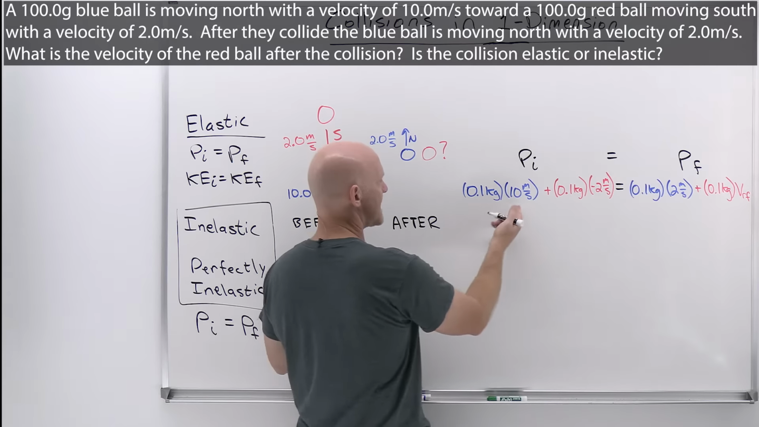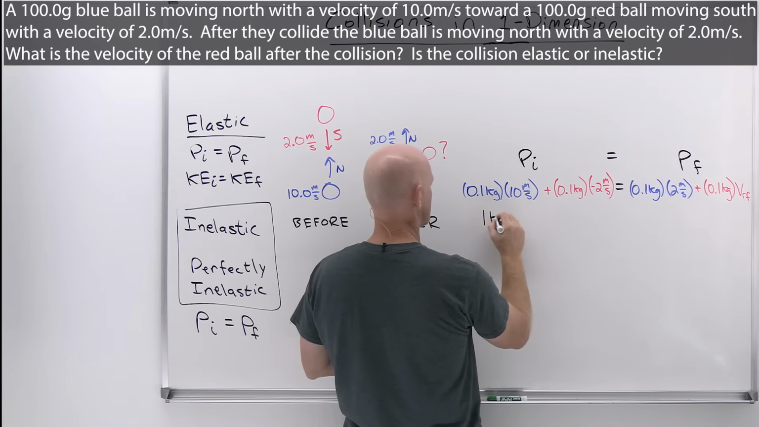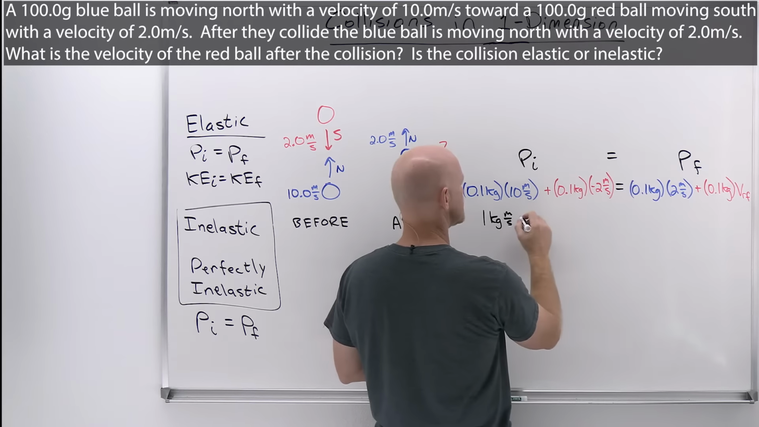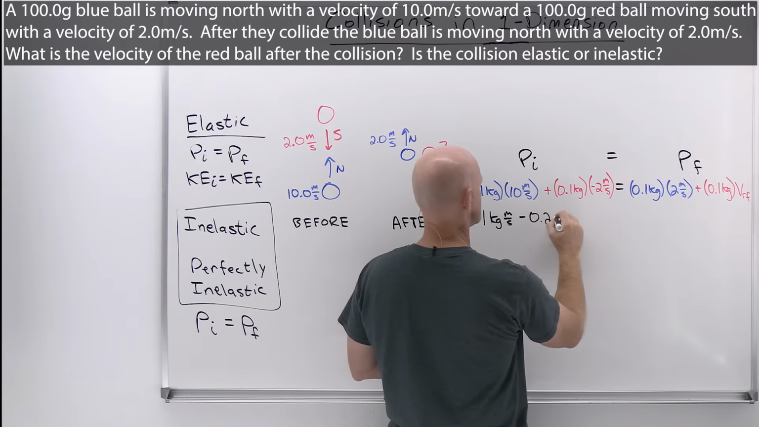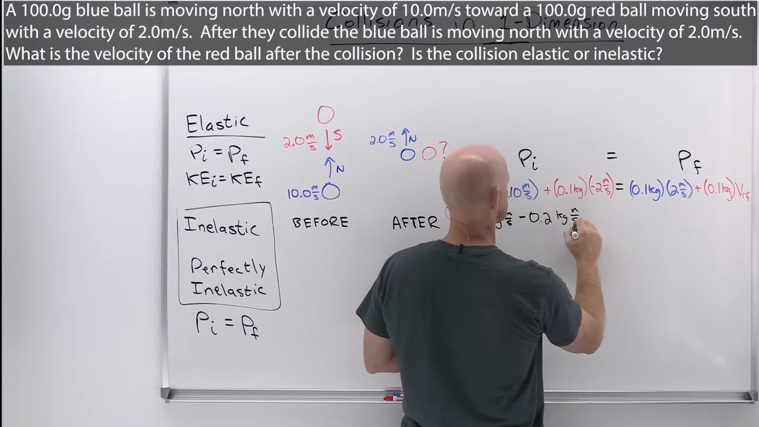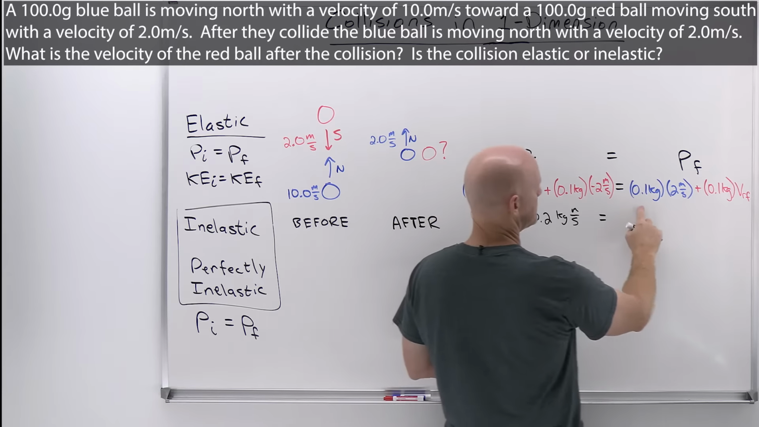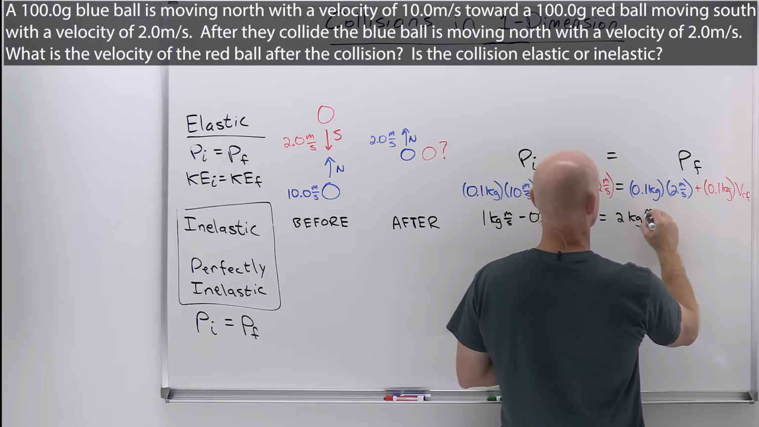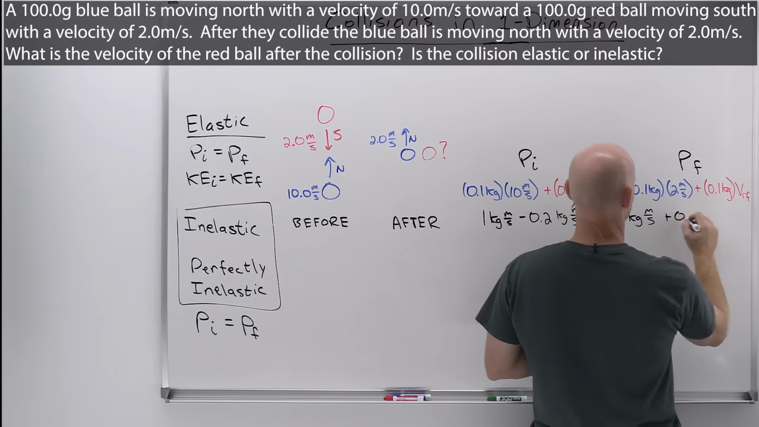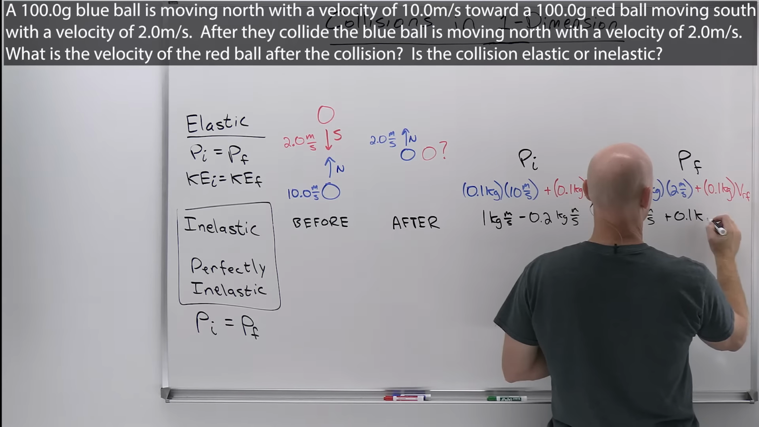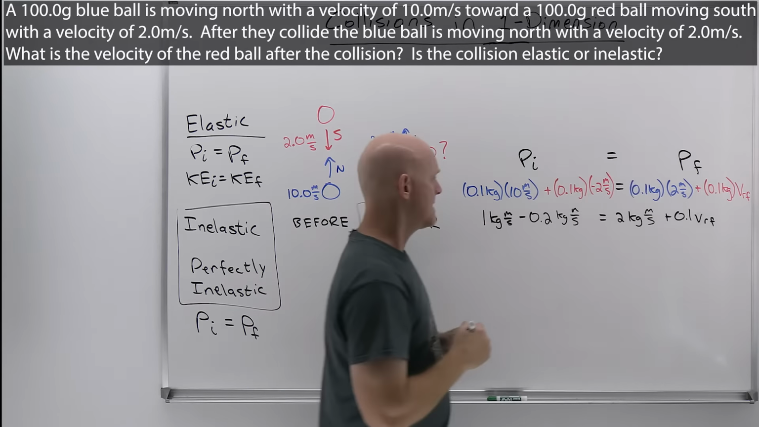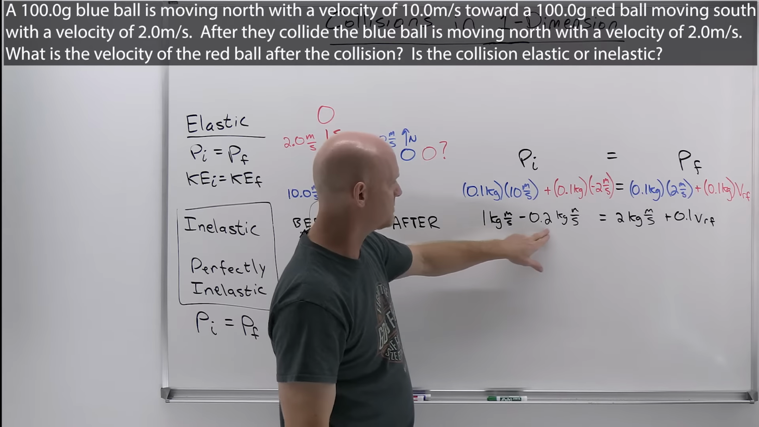So 0.1 times 10 is going to be 1 kilogram meter per second. 0.1 times negative 2 is going to be minus 0.2 kilogram meters per second. And that's going to equal 0.1 times 2, which is 2 kilogram meters per second, plus 0.1 VRF. I defined it. All right, so here we can take 1 minus 0.2, which is going to be 0.8.